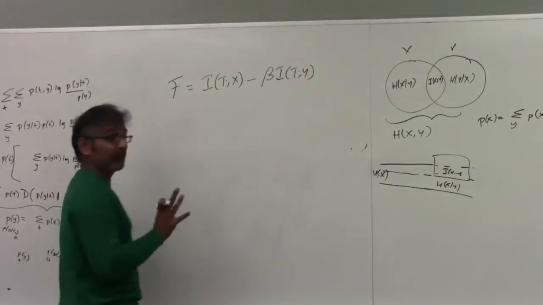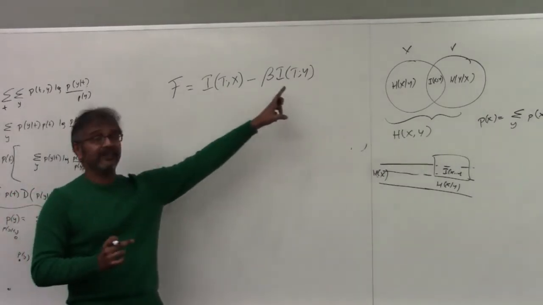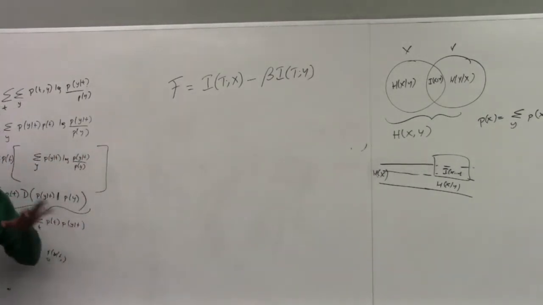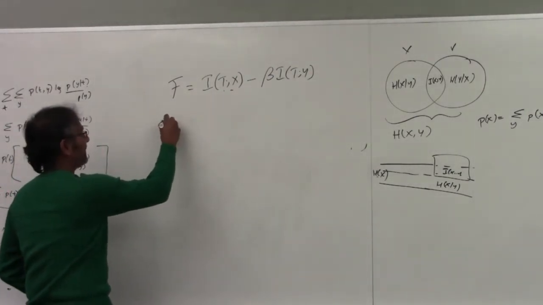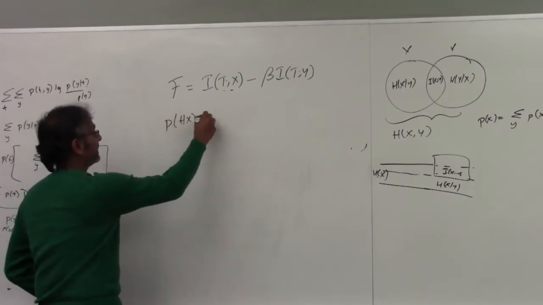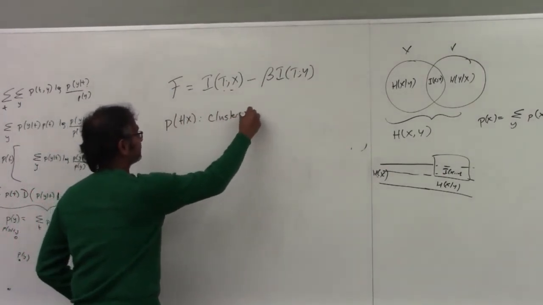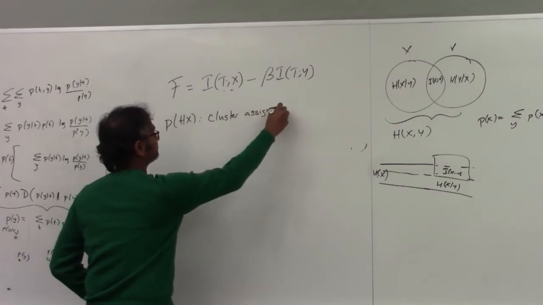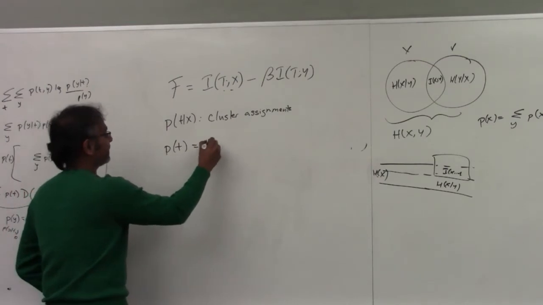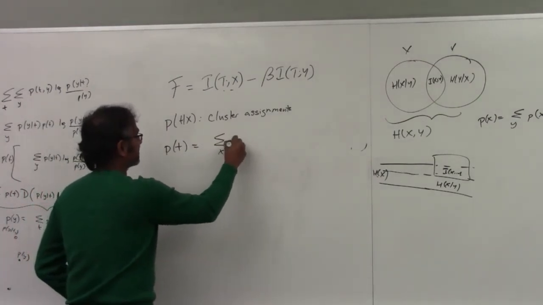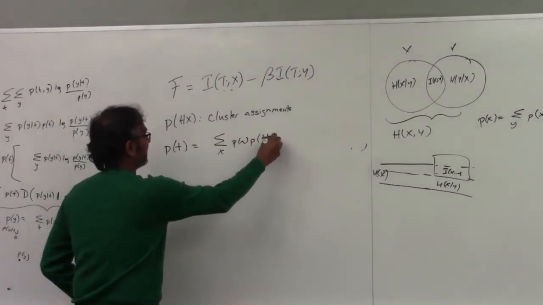And now we're in pretty good shape because we have two quantities that are commensurate to each other. They're both mutual information, both in terms of bits, the expected number of bits needed for something. And this quantity we compute because we have this variable P of t given x, which is the cluster assignments, which is the unknown. And once you have P of t given x, P of t is equal to the sum over all x of P of x, P of t given x.